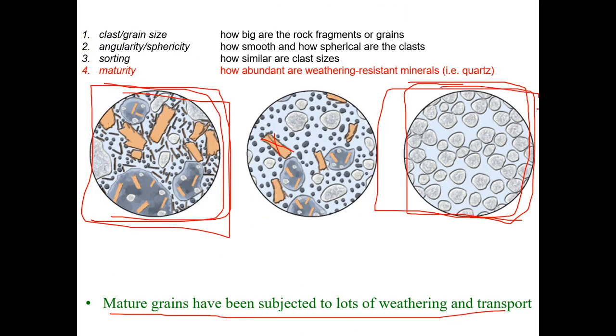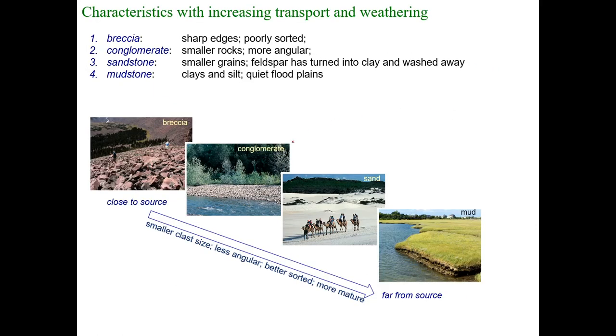Now, if you find something like pure quartz sand, it's very possible that quartz came from very far away. Okay, it's undergone a lot of transportation. So as you go from a very close source to a very far source, this is kind of what you'll see.